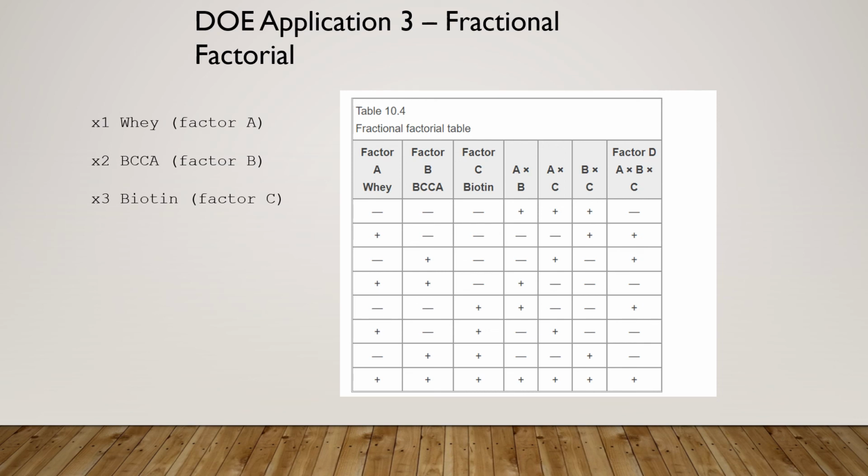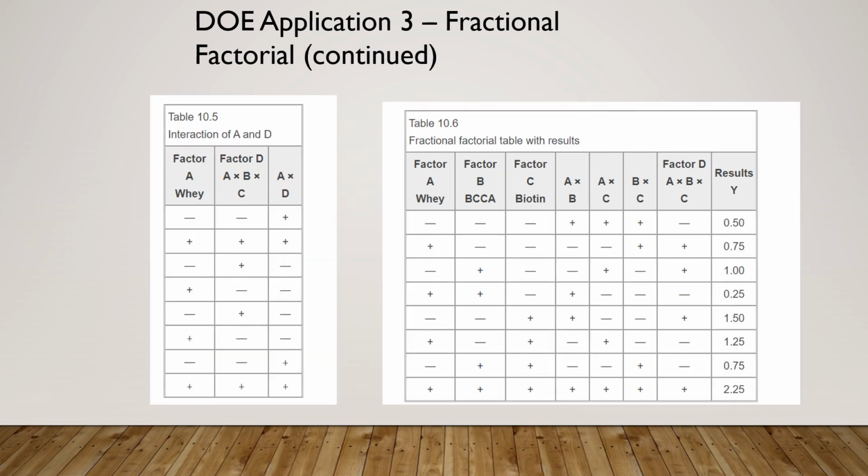So far, so good. But suppose that when we show our table to our client, they want to know about the interaction between factor A, whey, and factor D, the interaction of A, B, and C. While it's not in this table, we can figure this out. We simply need to take the signs in each cell in factor A's column and multiply them by the signs in factor D's column. Here's what we come up with.